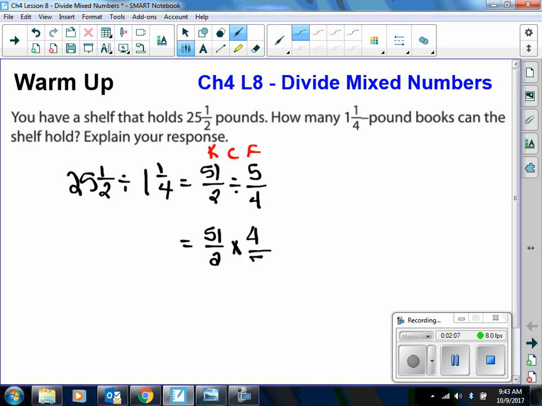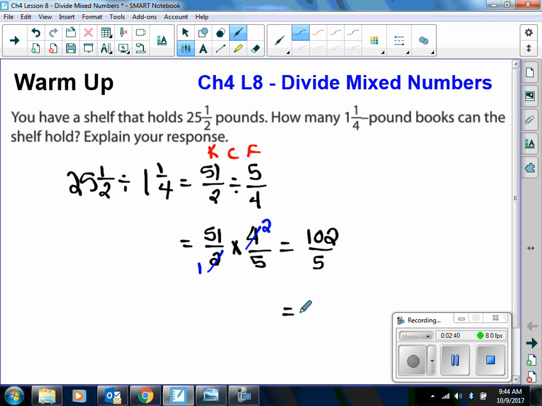Very good. And now we can just multiply straight across. But before we multiply, we can simplify. So here, 2 divided by 2 is 1. And 4 divided by 2 is 2. Can I simplify anything else? No. So now when we multiply straight across, we end up with 102 over 5.